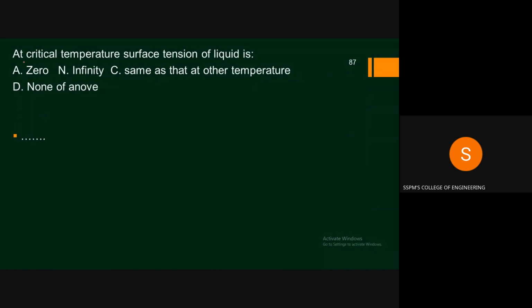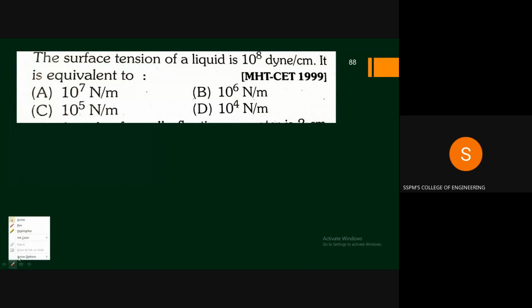Next question is: at a critical temperature, the surface tension of the liquid is? So always remember, at the critical temperature, the surface tension of the liquid is 0. Okay, refer to the next problem.